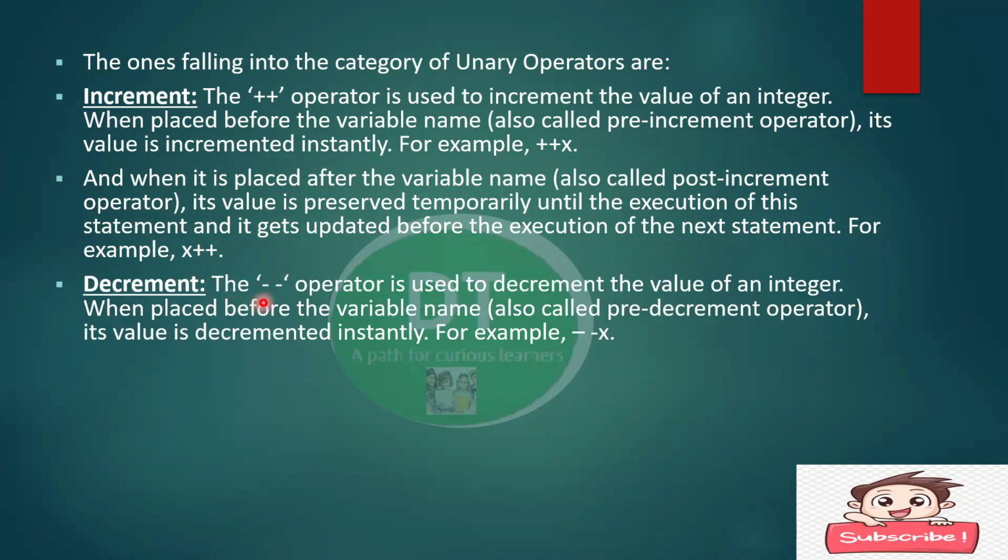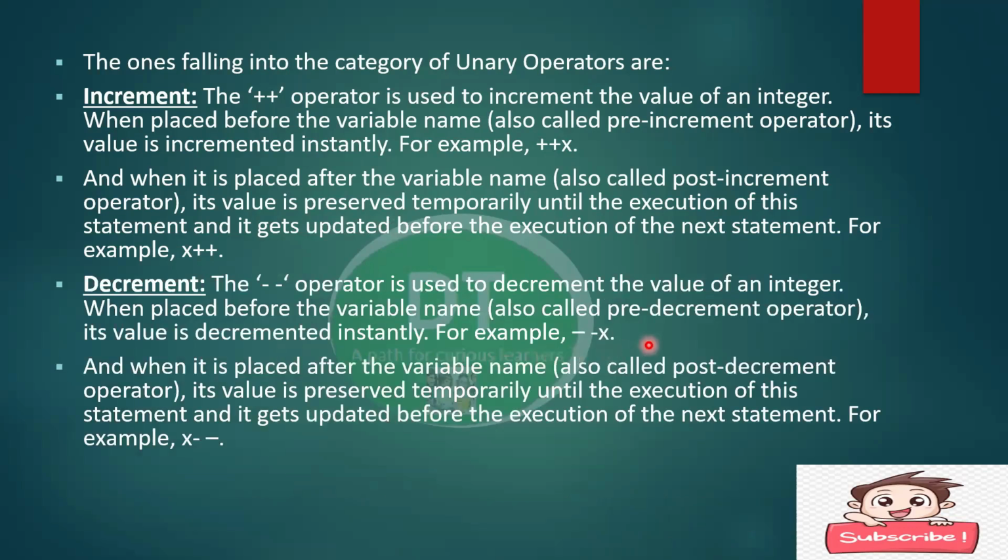Decrement. The minus minus operator is used to decrement the value of an integer. When placed before the variable name, also called the pre-decrement operator, its value is decremented instantly, for example, minus minus x. And when it is placed after the variable name, also called the post-decrement operator, its value is preserved temporarily until the execution of this statement, and it gets updated before the execution of the next statement, for example, x minus minus.